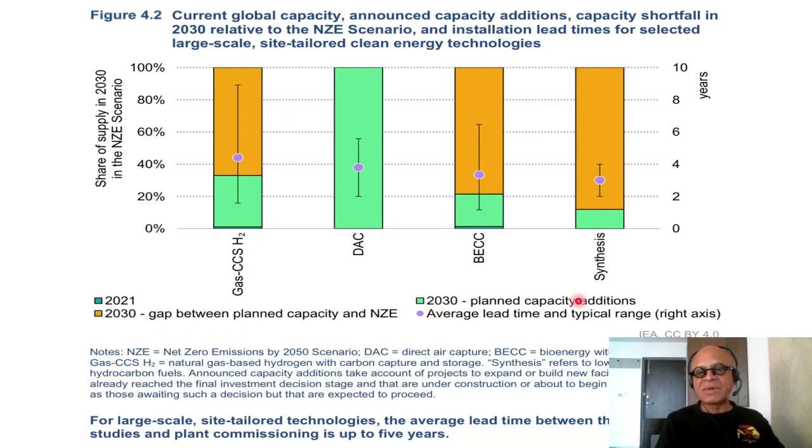So 2030 planned capacity additions in green, average lead time and typical range is shown here. Basic idea is that for DAC the planned capacity additions are here, but in terms of what is needed, there are plenty of gaps between planned capacity and net zero emissions in BECCS, in gas CCS H2, and synthesis. Okay, so this actually is estimated differently by different entities, so you have to be careful whether DAC is really on track by 2030 for net zero emissions.